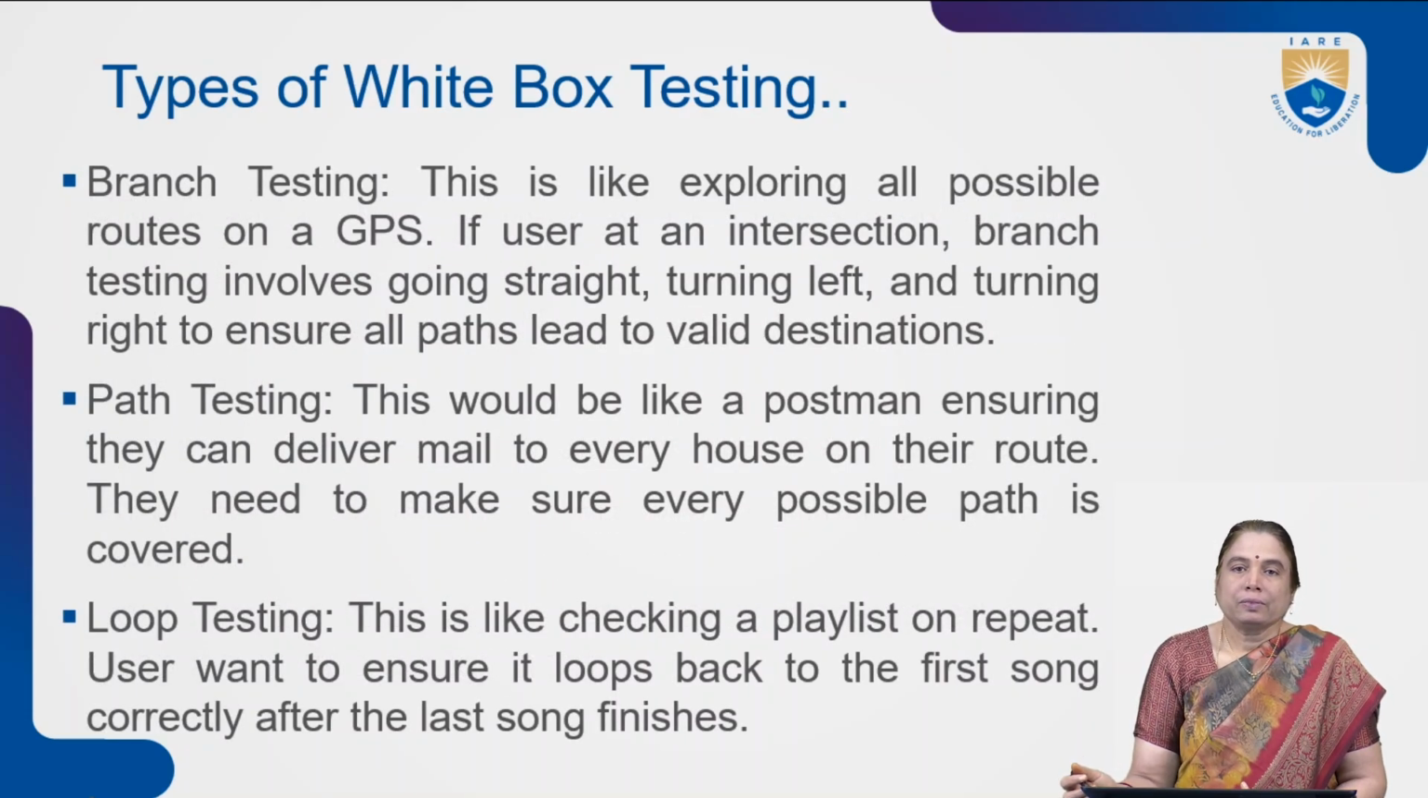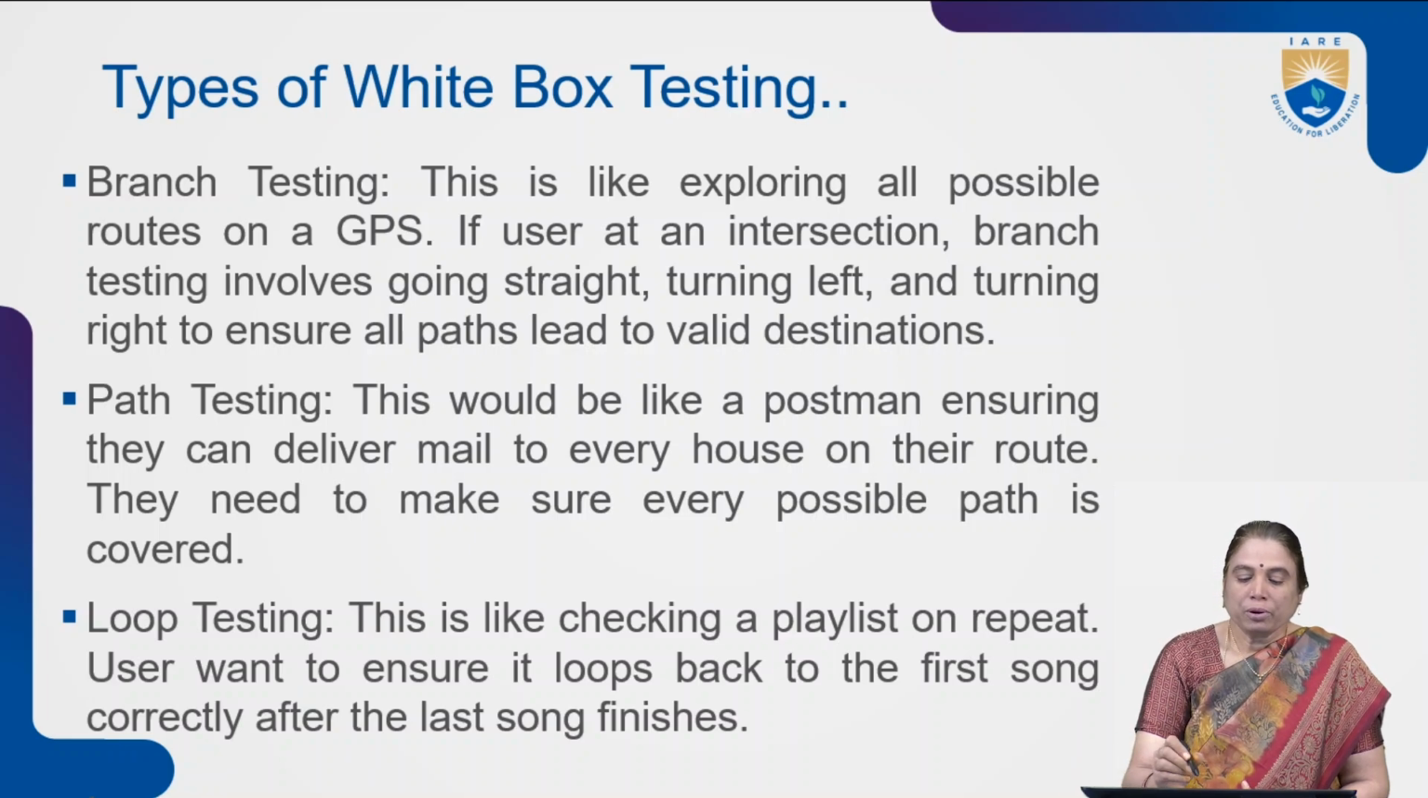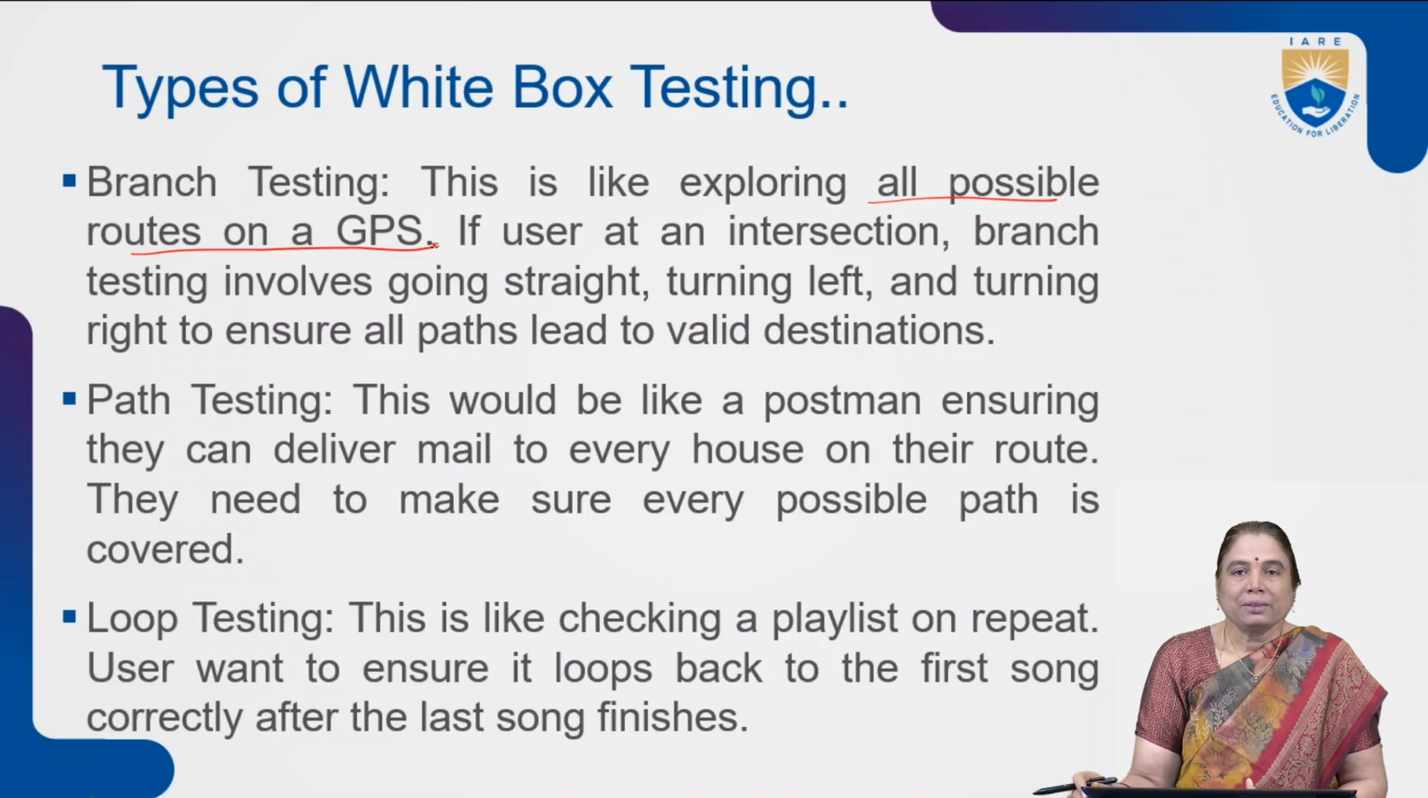Another variety is branch coverage. In this, we explore all possible routes, like on the GPS. So a branch can have alternative paths, and each path can be considered in white box testing. The real scenario is exploring all possible routes on the GPS. From a source to the destination, we have n number of paths, and those paths can be exercised in the case of branch testing.